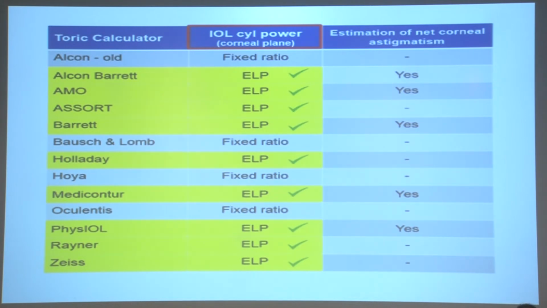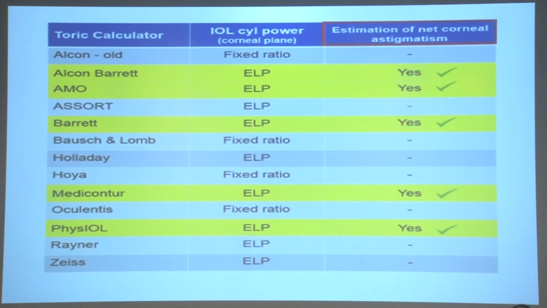Suppose you are using the Hoya lens and you have a very high myopic patient or a very high hyperopic patient, it is not considering the effective lens position ratio. So the chances of error are very high. If you want to use a Hoya lens, then you have to go for the Barrett toric calculator, which is available online. So that can be corrected very well. Rather than going for the company's toric power calculator, you should understand which toric calculator has to be considered in which lens. Certain ones are also considering the posterior corneal astigmatism calculations.